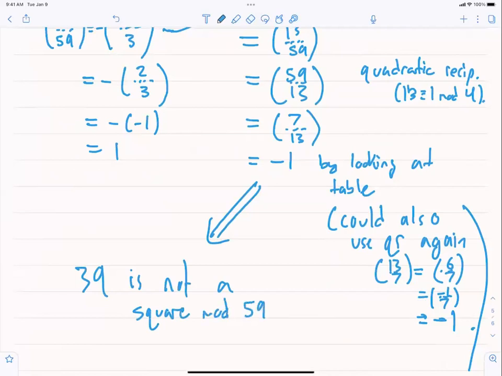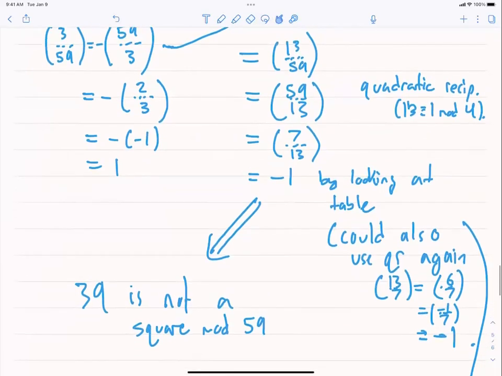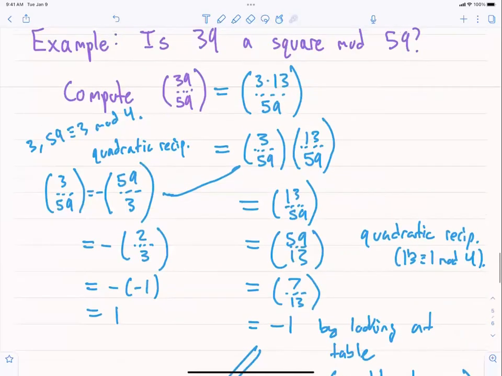This took me a second because I had to explain all the steps I was doing, since we're just learning this. But once you get the hang of it, going through these steps goes really quick. And certainly it's a lot quicker than computing all the squares modulo 59 to check this. So this gives you a really nice, quick way to reduce checking whether something is a square to a simpler problem.